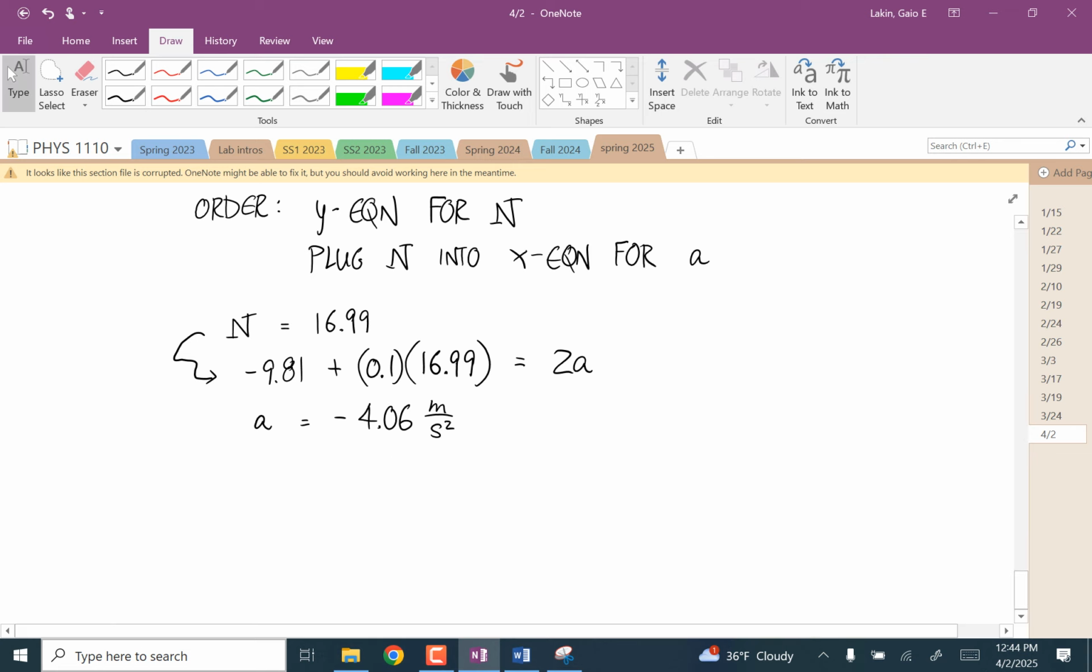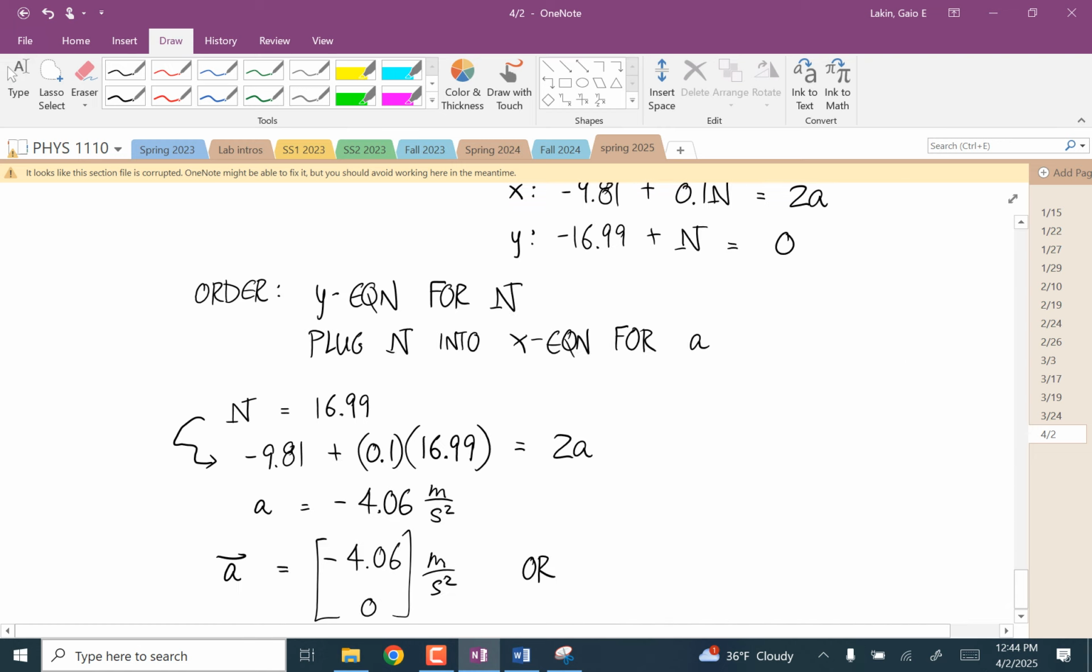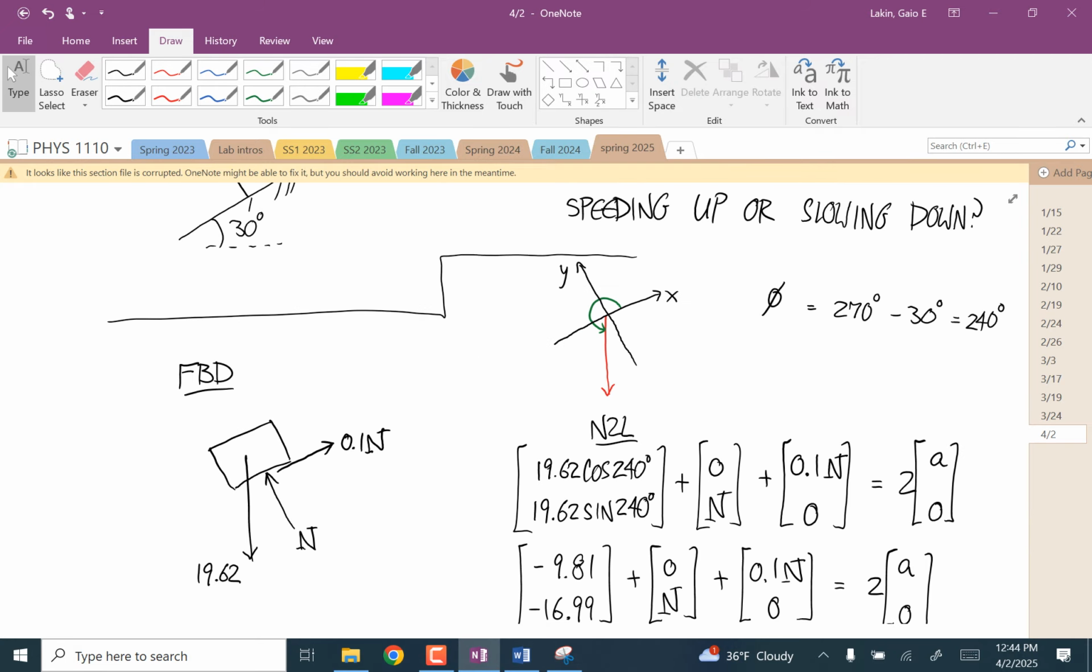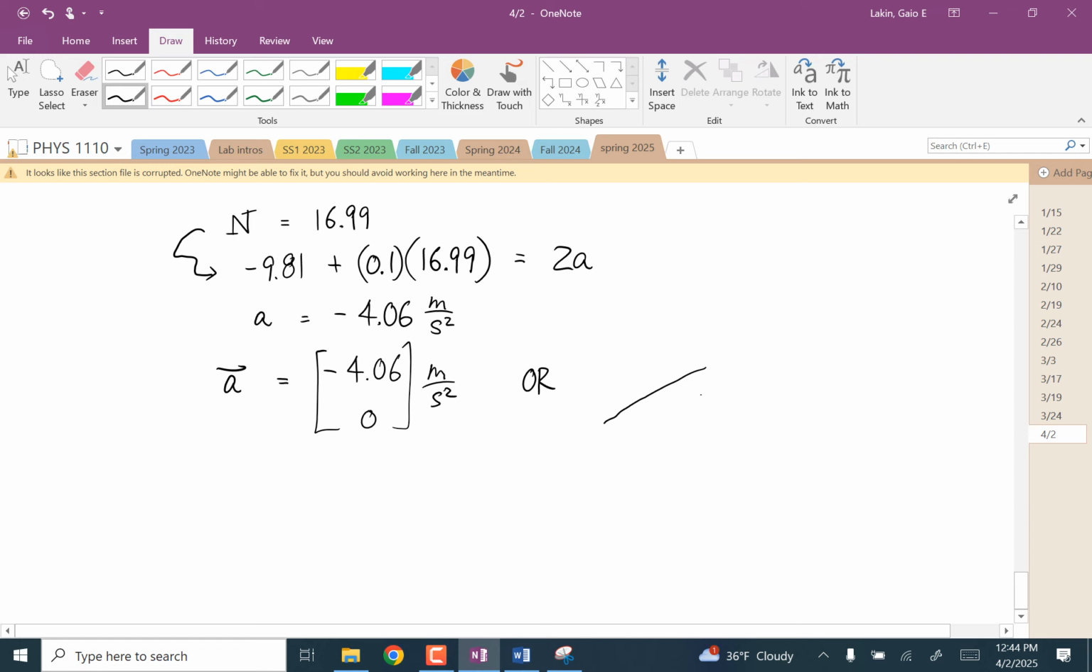Okay, well, we want the acceleration vector, so now let's plug this back in. Our acceleration vector is negative 4.06, 0. And if we want to visualize it, is that up or down the ramp? Let's see. That is down because our positive x-axis is up the ramp. Okay? So a negative means the other direction. And so this is an acceleration that way at 4.06 meters per second squared.